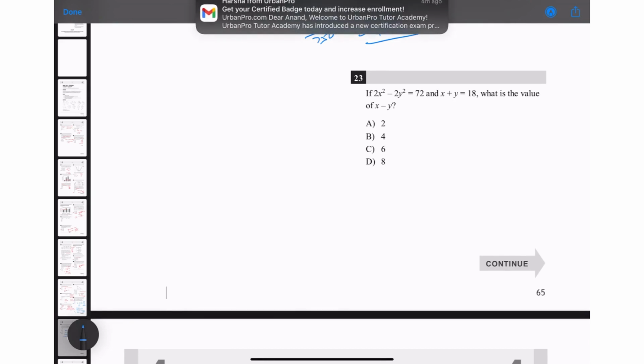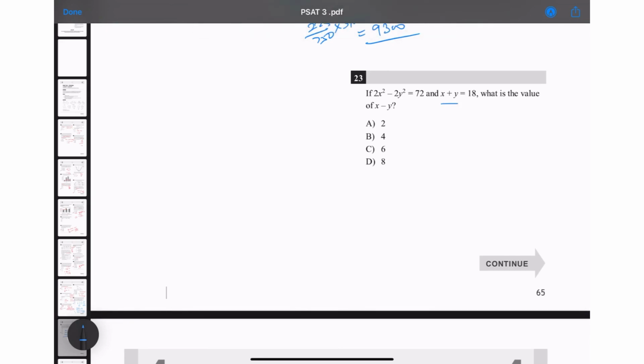This one is x plus y is 18, and it is also given that 2x square minus 2y square is 72. So what is x minus y? Just simply take 2 common. We get twice of x square minus y square equal to 72. Dividing by 2 on both sides, we get 36. Then apply the formula of x square minus y square as x plus y times x minus y. x plus y is 18 times what gives you 36? Yes, it is 2. So the answer is 2.